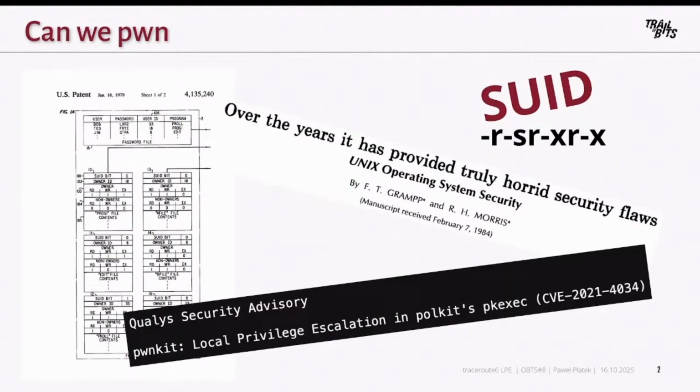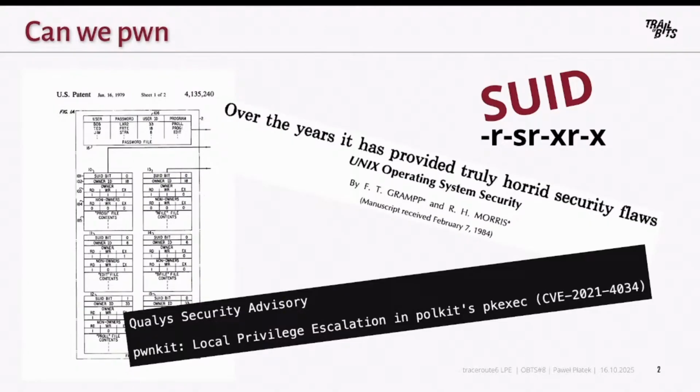Hello, everyone. Set user identification bit. It has let us run programs with elevated privileges since the early 70s. It even has a patent from '79, making it the only patent that came out of research Unix. And this setUID mechanism was used for exploits for probably as long as people have been writing exploits.